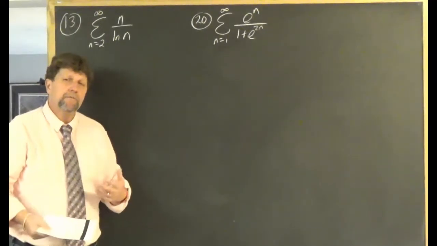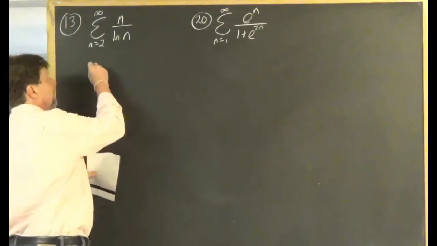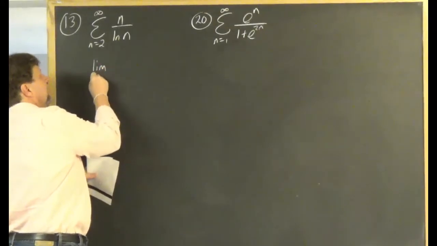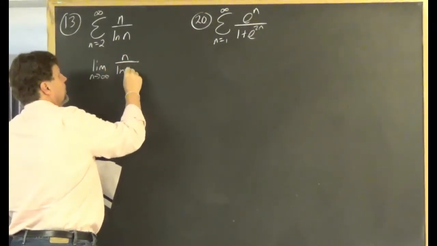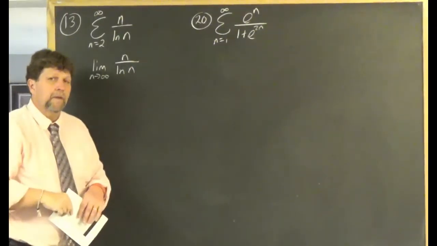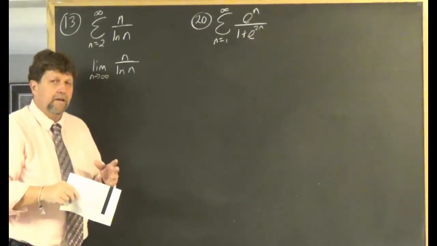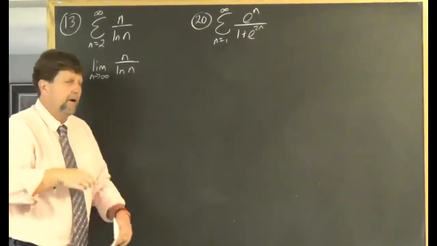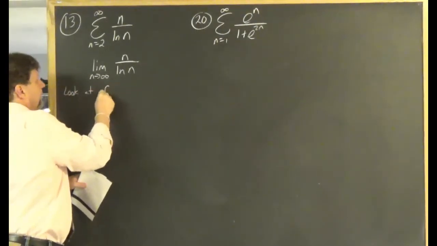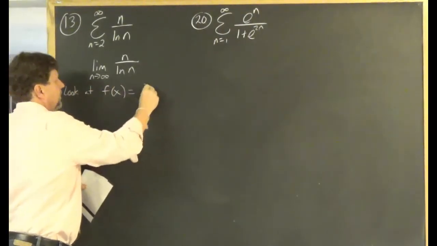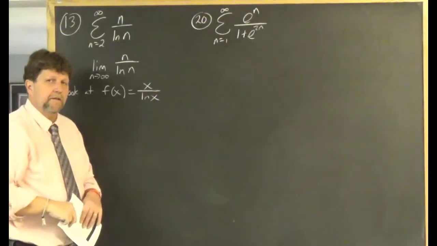But everything that I just babbled, I'm talking about the nth term test. So I'm talking about looking at the limit as n goes to infinity of n over the natural log n. I don't have any special magic algebra trick here. The only thing I can think of doing is saying, let's look at the function of the reals, x over natural log x.